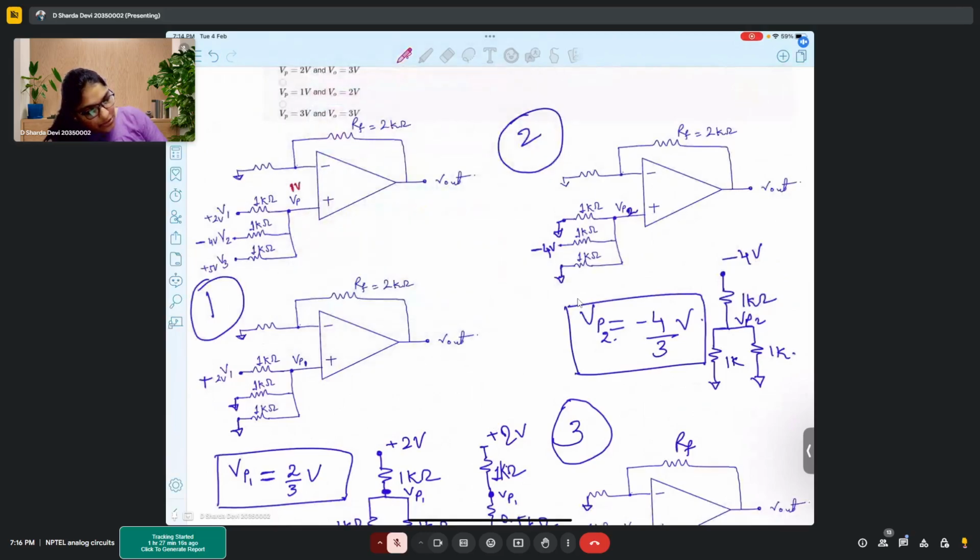This is 1 volt. So whenever you have multiple sources, it is always advisable to go for the superposition theorem. That is only analyzing one source at a time, and then merging the effect of all of them. So adding all the impact of all the sources, and you will see the effect. So VP is 1 volt.